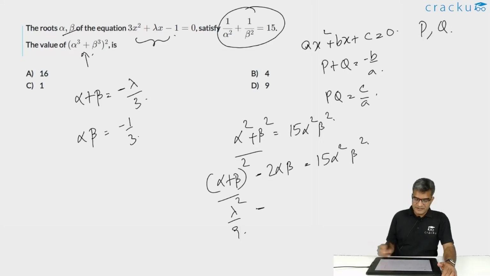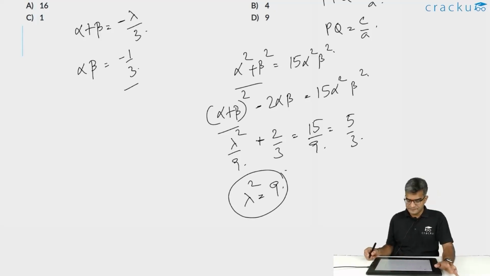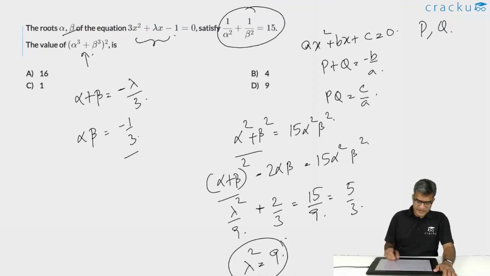Minus 2 alpha beta is basically minus of 2 times minus 1 by 3, which is plus 2 by 3, is equal to 15 into 1 by 9, that is 15 by 9. This is 15 by 9, which is 5 by 3. Or from this equation, we are going to get lambda square is equal to 9. So lambda is either plus or minus 3. What we are required to calculate is alpha cube plus beta cube whole square.